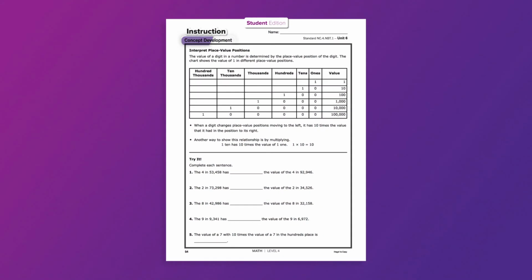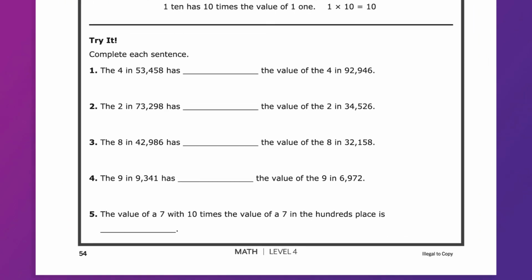The concept development in the Student Edition supports the instruction found in the Teacher Edition by offering strategies, tips, examples, and practice with this unit concept. For this unit, the chart shows the value of 5 in different place value positions. Students then have an opportunity to try similar problems on their own in an open response format.